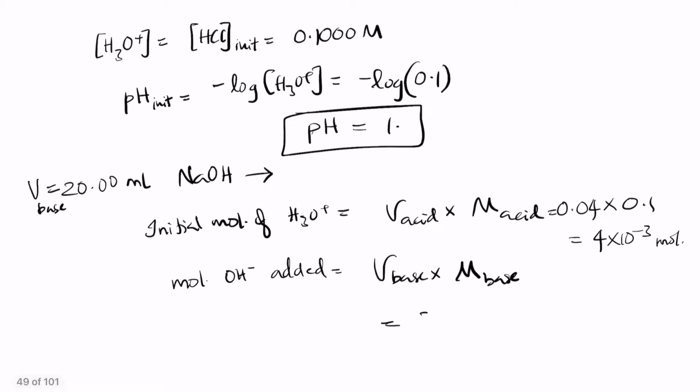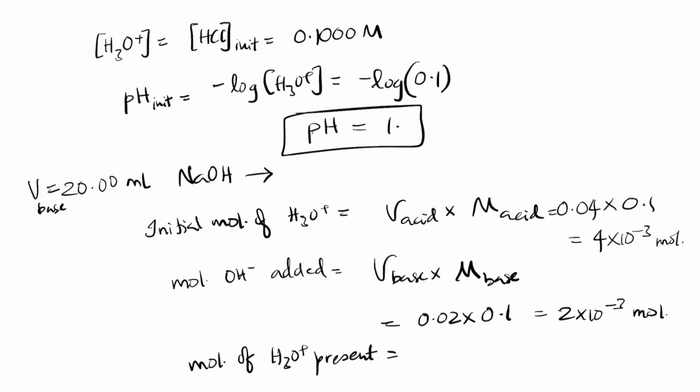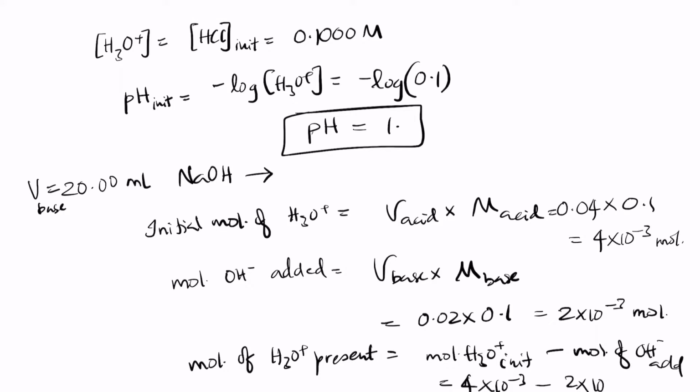So we have the volume of the base, which is 20 ml, which can be written as 0.02 times 0.1. Again, that becomes 2 times 10 to the power negative 3 mole. Now, the amount of moles of H3O plus present becomes the moles of H3O plus initial minus the moles of OH minus added. Which becomes 4 times 10 to the power negative 3 minus 2 times 10 to the power negative 3.